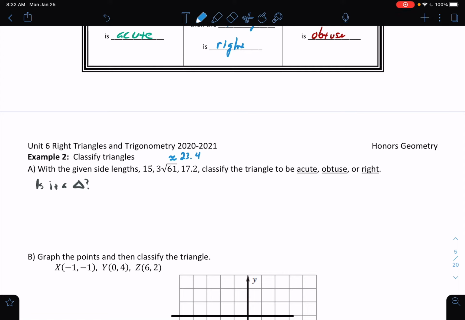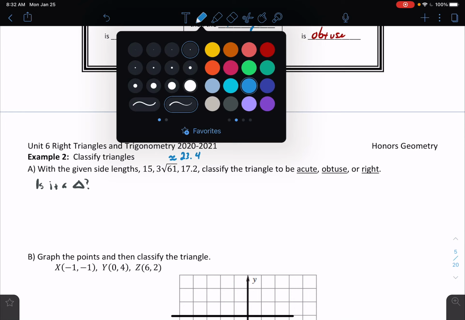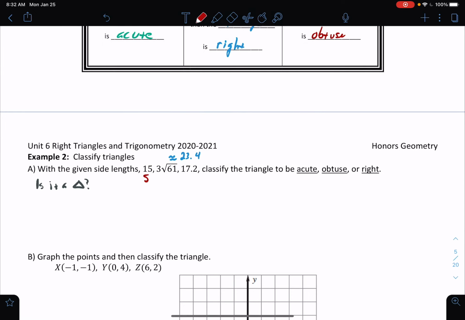Now that I've got that, I can identify the small side, the medium side, and the large side. Is it a triangle? Is 15 plus 17.2 greater than 3 square roots of 61? Well, 15 plus 17.2 is going to give me 32.2. Is that greater than 23.4? Yes, it is. So is it a triangle? Yes.